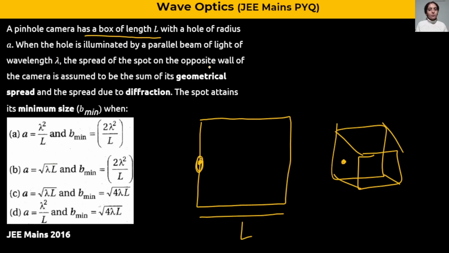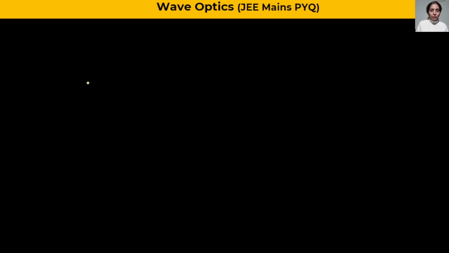The spread of a spot on the opposite wall of the camera, that is on this wall, is assumed to be the sum of its geometrical spread and the spread due to diffraction. So what will be the spread due to diffraction? Take the question like this: this is the hole, and this light is going to spread on the wall, that is, you are going to get a diffraction pattern. So let me discuss the spreading of the central maxima. How much will the spreading be here?